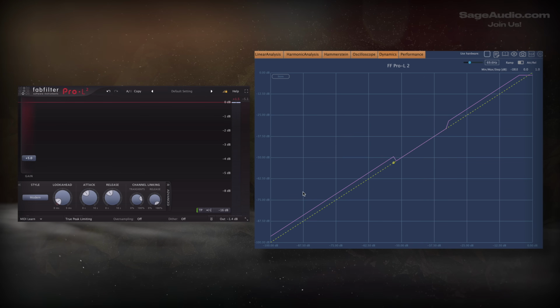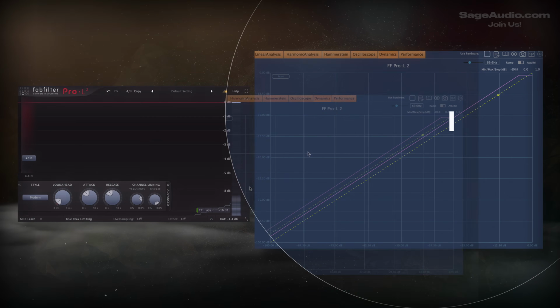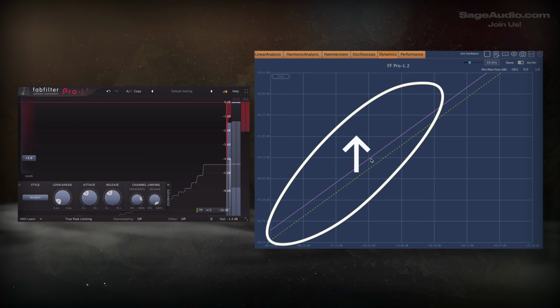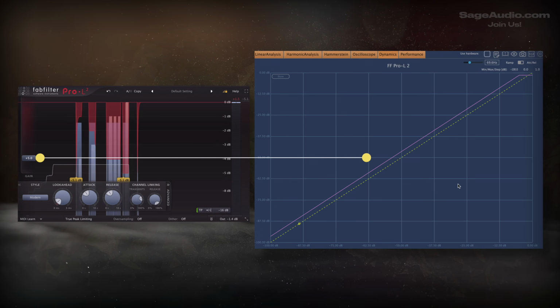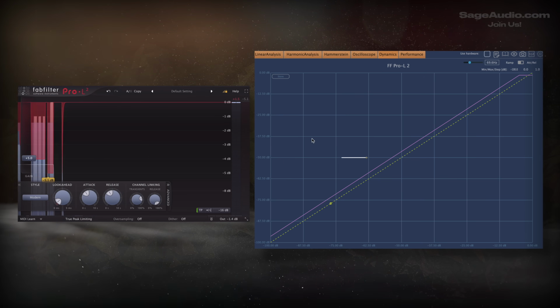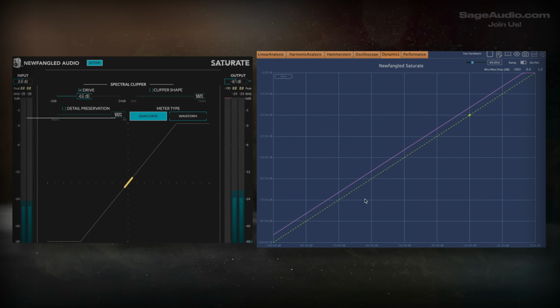So to recap, limiting refers to attenuation of the peaks, not reshaping, but a reduction of amplitude. Maximization refers to the amplification of quieter or lower amplitude signals. This could be achieved with a limiter, but it could also be done with a lot of other processors. Meanwhile, we have another processor that causes maximization, a clipper.